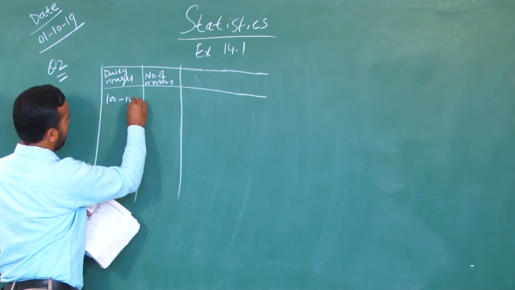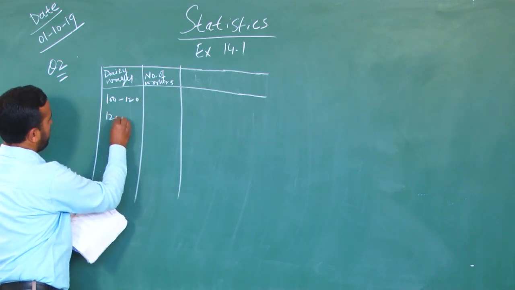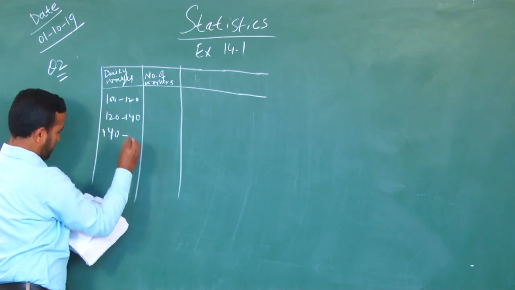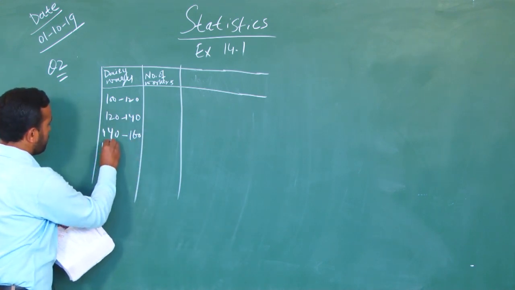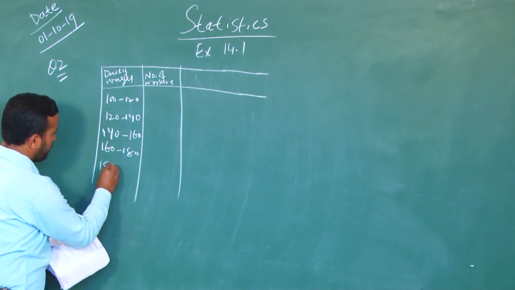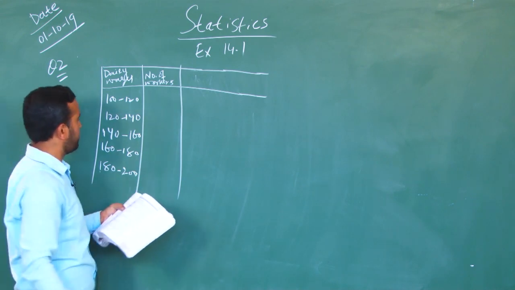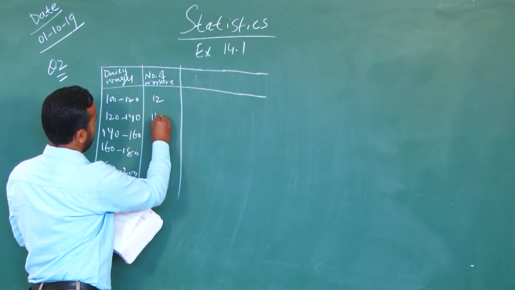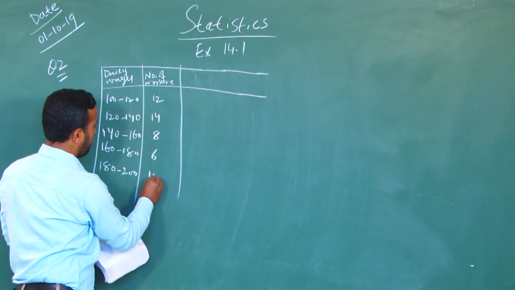It is 100 to 120, 120 to 140, 140 to 160, 160 to 180, and then at last it is 180 to 200. And what are the corresponding frequencies for these data values? That is, for the first one it is 12, 14, 8, 6 and 10.